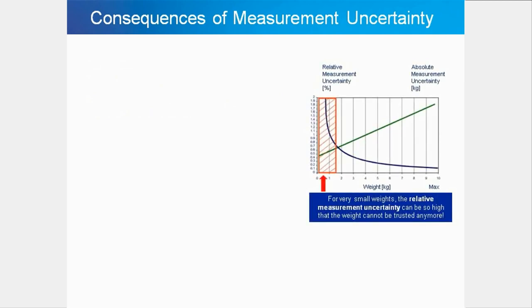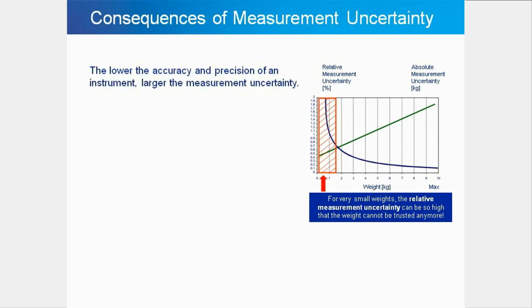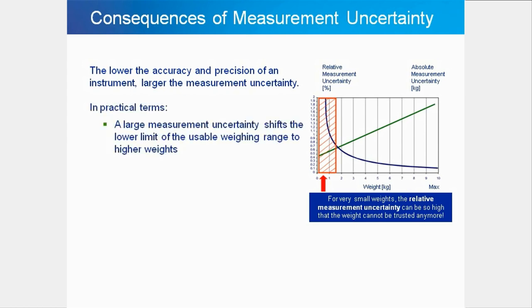In the previous topics, you learned about uncertainty of weighing and its balance-related factors. Now let's have a look at the consequences of measurement uncertainty. The lower the accuracy and precision of a balance are, the larger is the measurement uncertainty, red area. This means, in practical terms, a large measurement uncertainty shifts the lower limit of the usable weighing range to higher weights. It also means that the reliability of results over the entire measuring range is reduced.